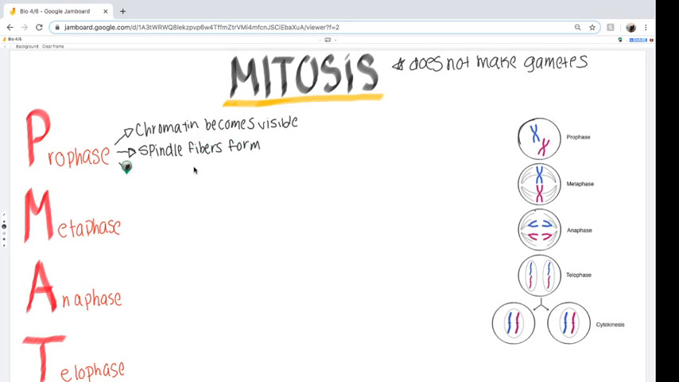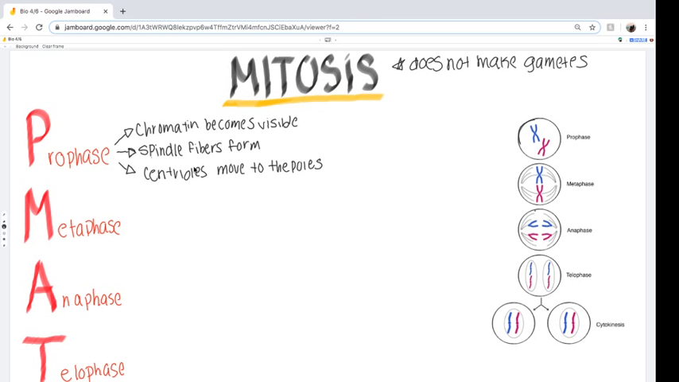And lastly, centrioles move to the poles. Then, after prophase is done, the cell moves on to metaphase.